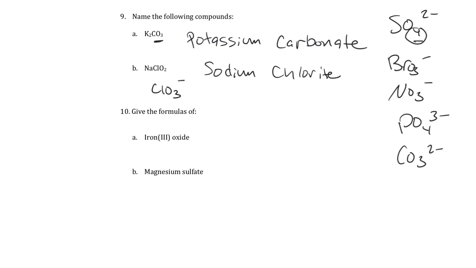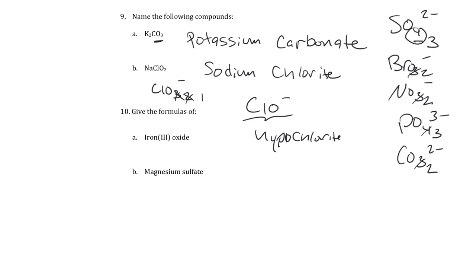And then if you lose an O, keep the charge the same, then this would be ite: chlorite, bromite, nitrite, phosphite, carbonite. If you lose a second O, which is only common in the case of chlorine and bromine and iodine, but if you have ClO minus, this would be hypochlorite. And then if you add an O, ClO4 minus, picking up an extra O, we go per, so perchlorate.